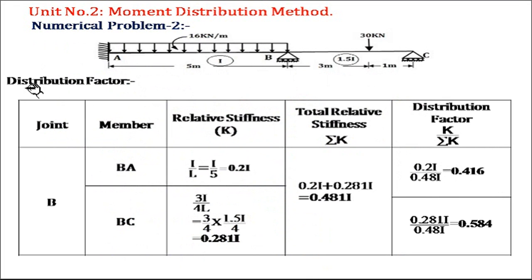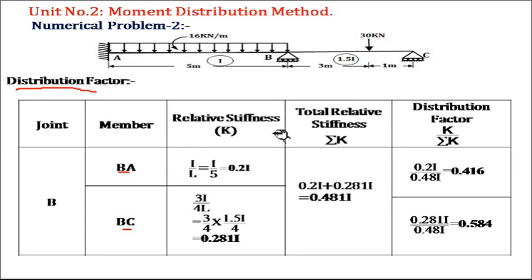The next step is to find the distribution factor at the different members at joint B. In this continuous beam ABC, there is only one joint, that is joint B, where two members, BA and BC, connect. So only one joint has to be considered, that is joint B. Next step is to find the relative stiffness.